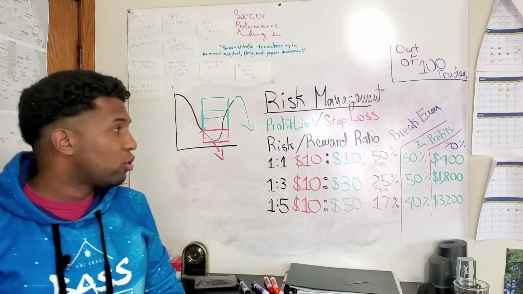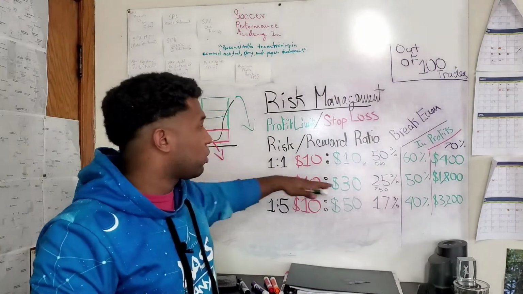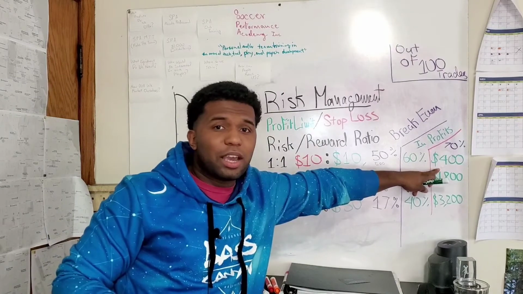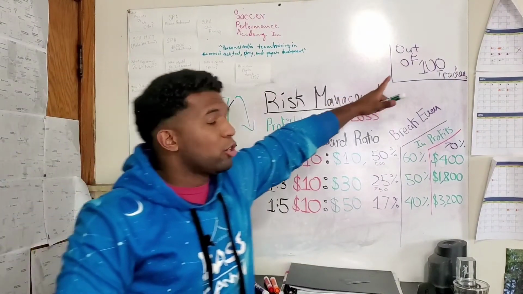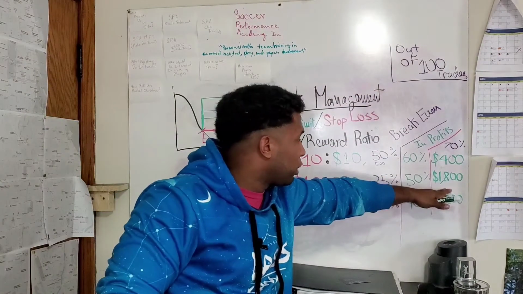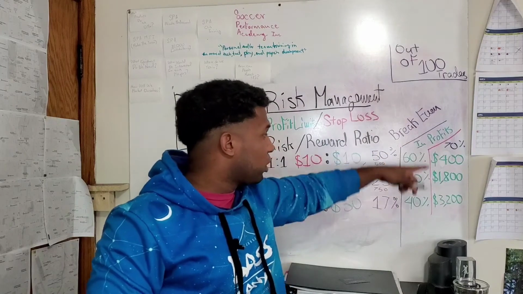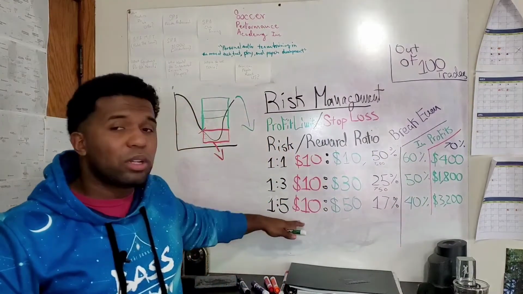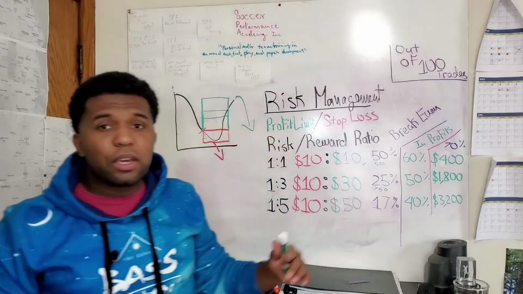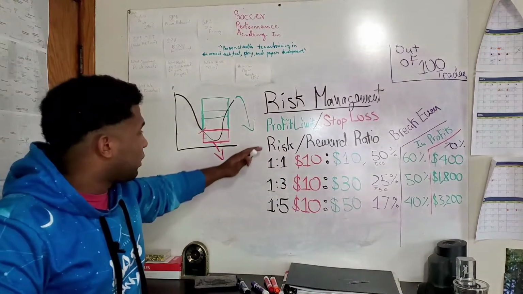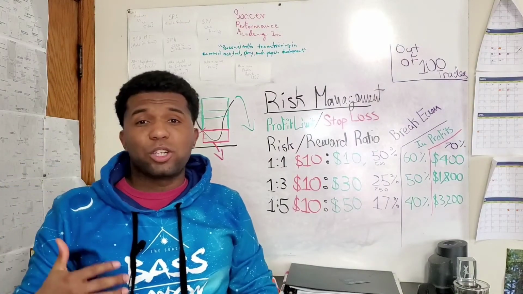That's my goal. So if your goal is 70% with 1-to-1 risk to reward ratio, this is what you're going to be looking at making if it's $10 to $10, right? Out of 100 trades, right? And this is what you're going to be looking at with 1-to-3 risk to reward ratio out of 100, and this for 1-to-5 risk to reward ratio out of 100 trades, okay? So that's the risk to reward ratio for everybody. It's going to be different. It depends on what you're trading.